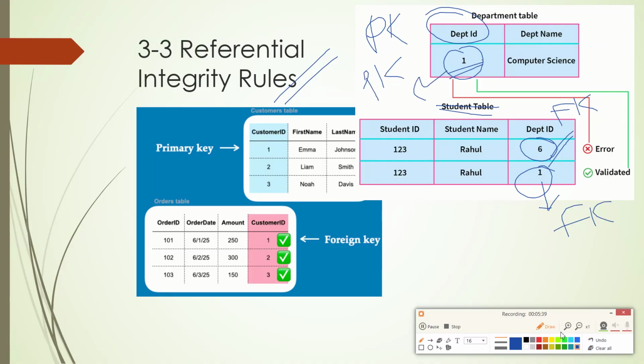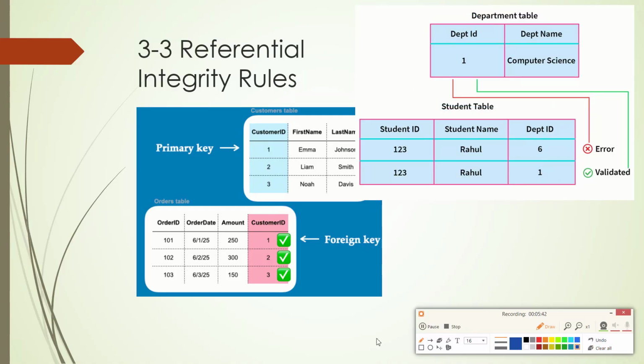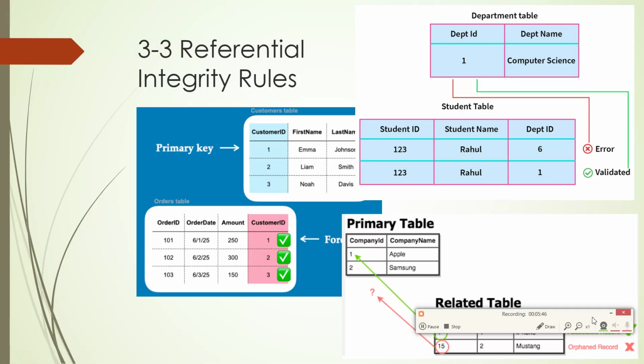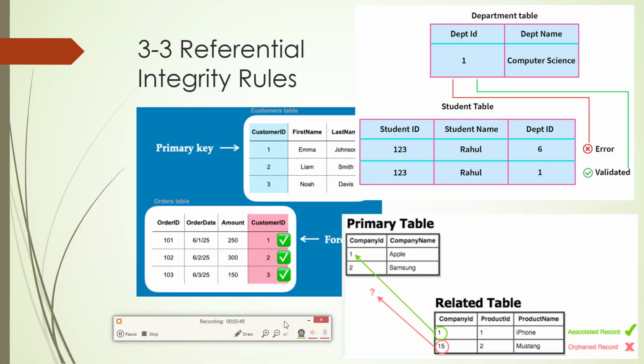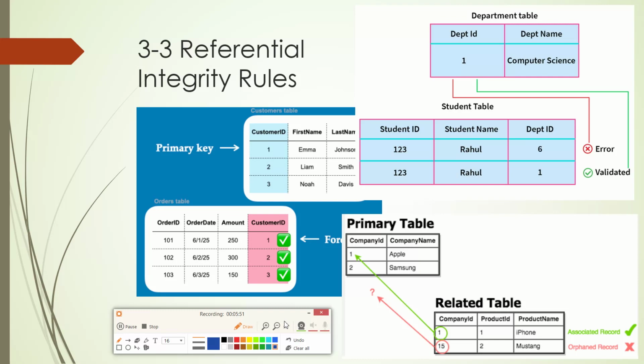Now let's see another example from the same referential integrity rule. We have two tables. Company, with the company ID as the primary key, and product, with the product ID as the primary key. But in the product table, this foreign company ID has been added as a foreign key.